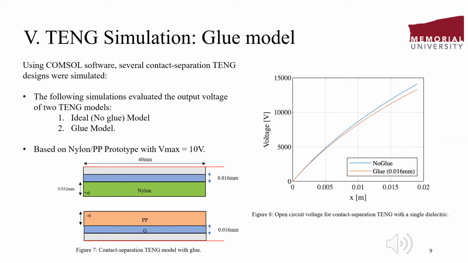The new set of simulations focused on investigating the discrepancies between the voltages shown in the COMSOL model and the voltage produced by the prototype. The ideal model does not account for glue, even though it is part of the device. Therefore, glue layers in between each tribo material and their respective electrodes were added into the model and simulated. As it can be observed from the figure, there is a small but meaningful reduction in the output, making the voltage drop from around 14 kilovolts to 13.3 kilovolts, causing a drop of around 100 volts.